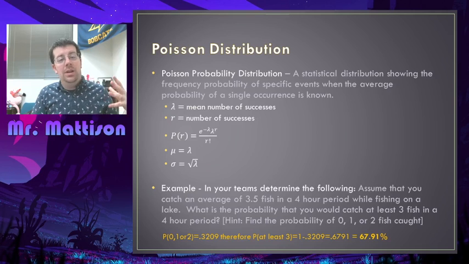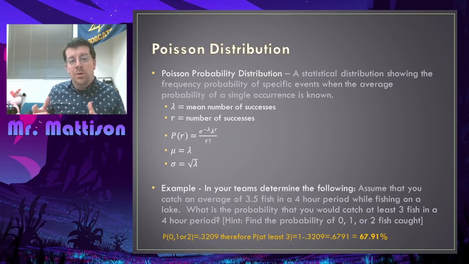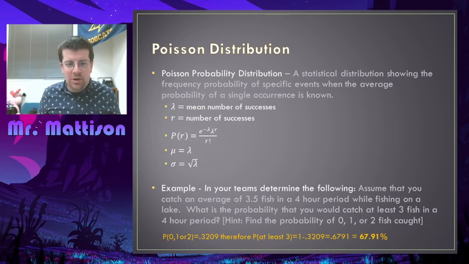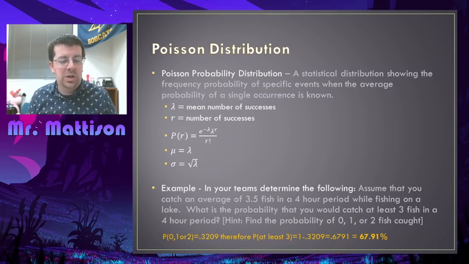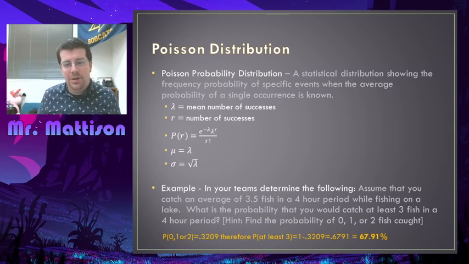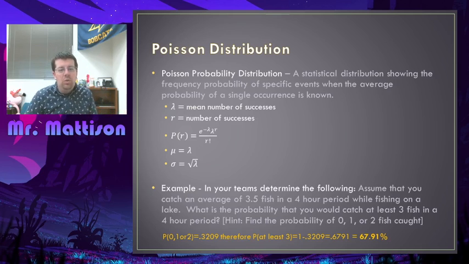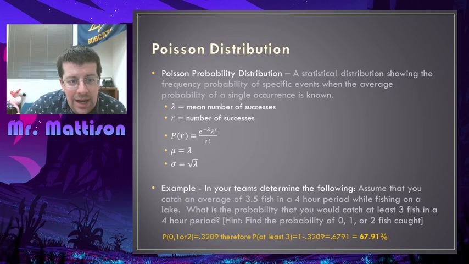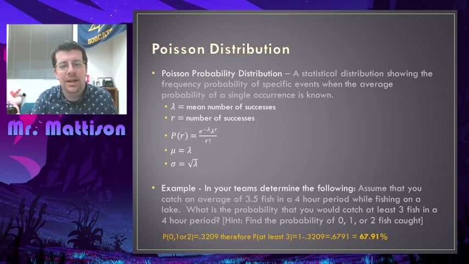Now since I want 3 or more, 3 or more is every case other than 0, 1, or 2. So I just do 1 minus that 0.3209, and I get about a 67.9% chance of catching 3 or more fish in this 4-hour period. And that's, again, effectively where this Poisson distribution came from, trying to find the average number of fish being caught in a lake.